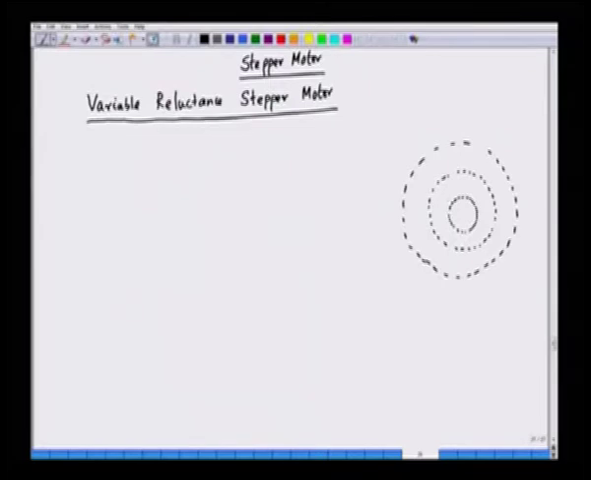The stator, as I have said, has 4 poles. So, let us draw the 4 poles of the stator. The 4 poles are equally spaced. This is one pole, the second pole, third pole, and the fourth pole. And we can complete the intermediate parts.